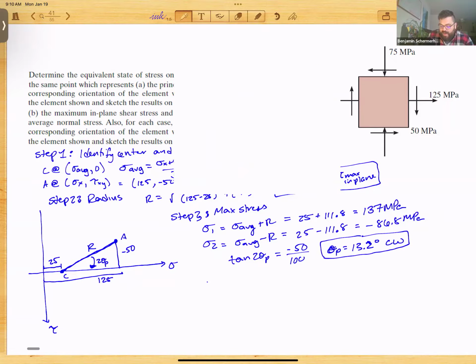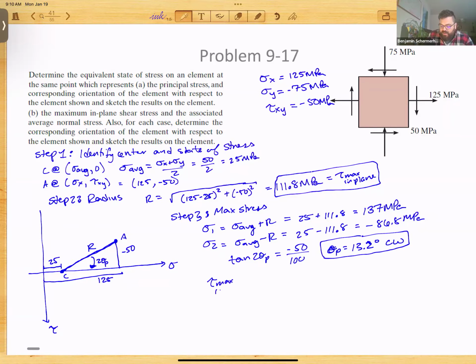And if we want tau max in plane, that's just our radius, which we already have. So that's going to be 111.8 megapascals. And we also know that the normal stress at that point is our sigma average, which we already have. So it's nice that by the time you get to the maximum shear stress, we already have everything.